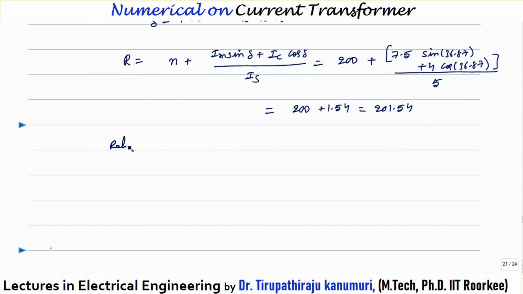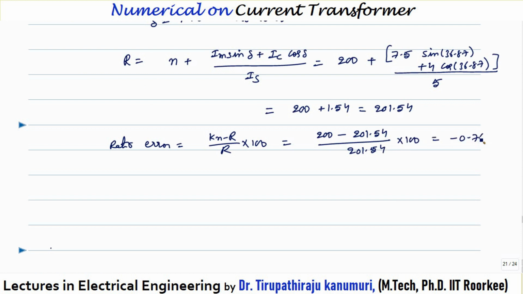From this I can calculate the ratio error. The ratio error is given by Kn minus R, divided by R, into 100. So this will be 200 minus 201.54, divided by 201.54, into 100. This will be minus 0.764 percent. So the ratio error is obtained.